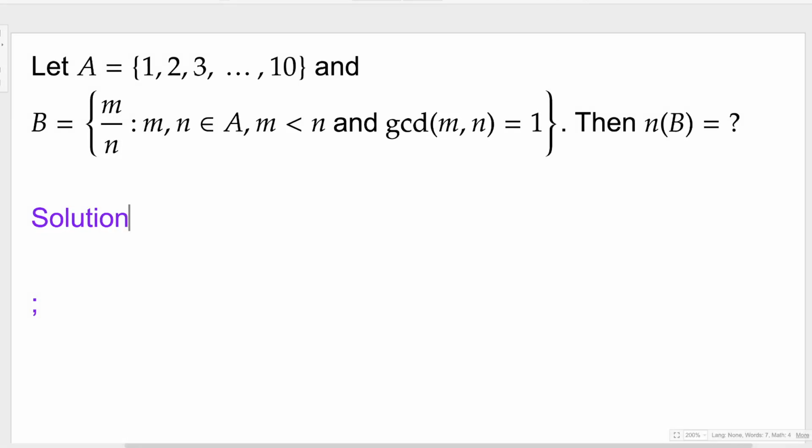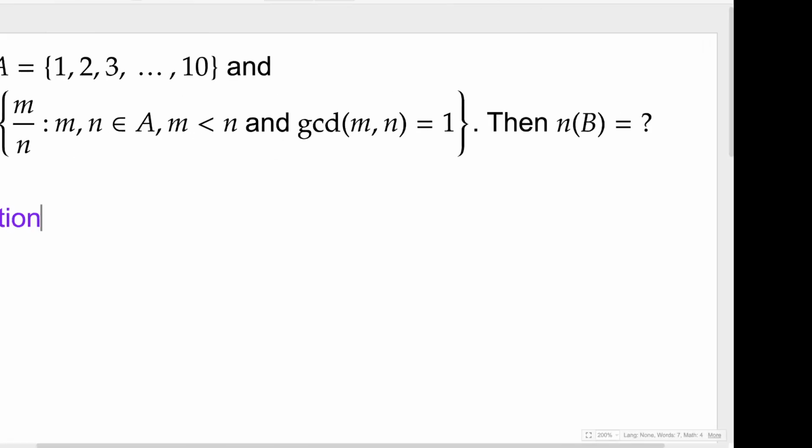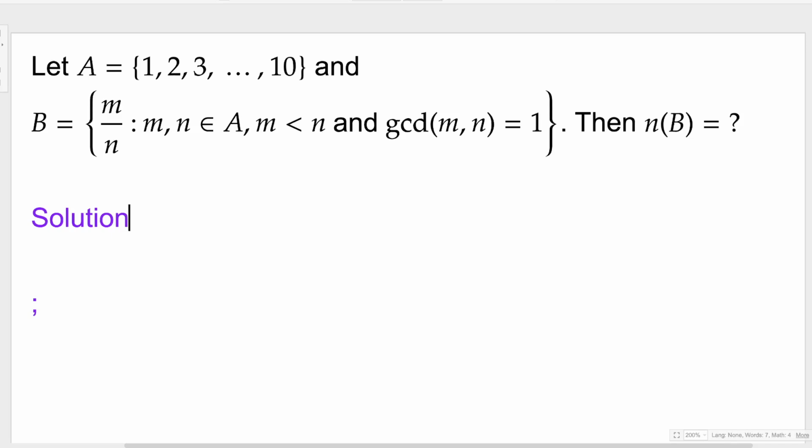So consider this given problem statement. Set A is given as the elements 1, 2, 3 all the way up to 10, and the next set B is given as m by n. The elements m by n will exist such that m and n belong to the set A, and the constraint is that m must be strictly less than n, and the GCD, that is the greatest common divisor, for m and n must be 1.